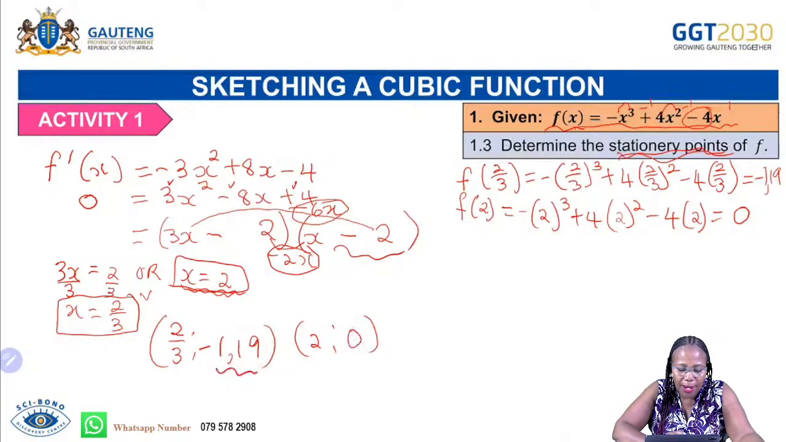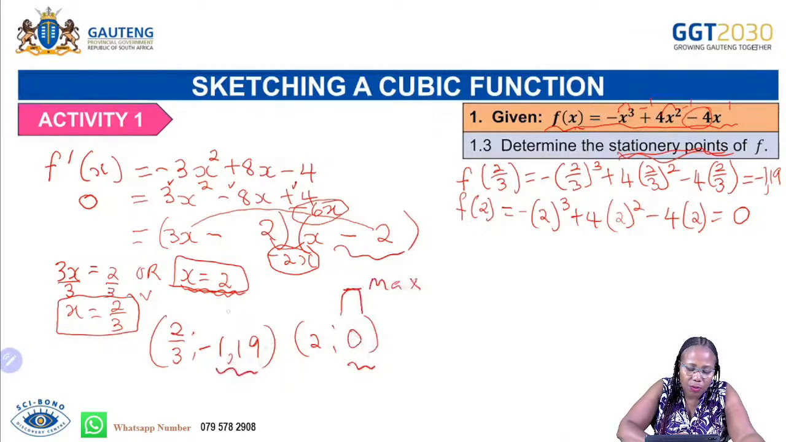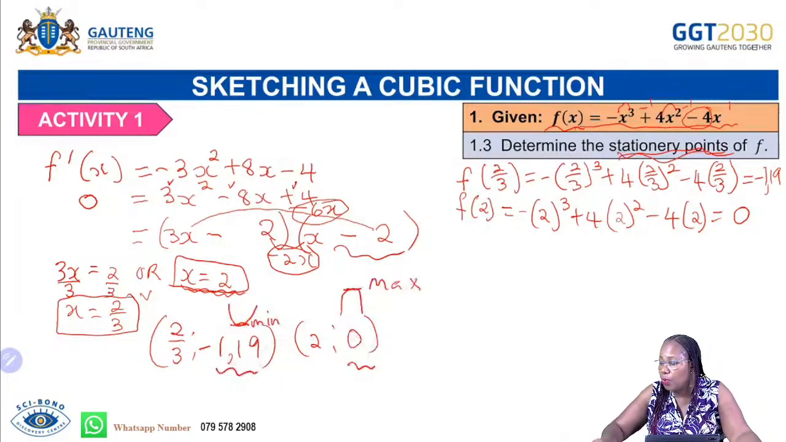We compare the y values of your turning points. Which one is bigger now? 0 is bigger than -1,19. So 0, since it's bigger, will be the maximum turning point. And then this one, because it's smaller, will be the minimum turning point. Then these are your turning points, grade 12, identified as being maximum and minimum.